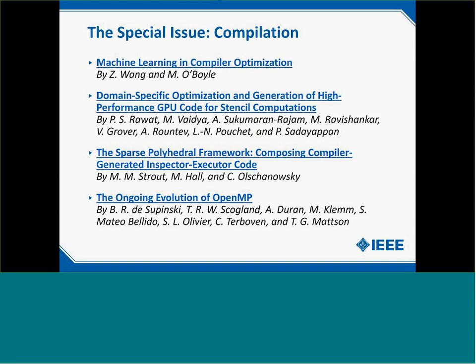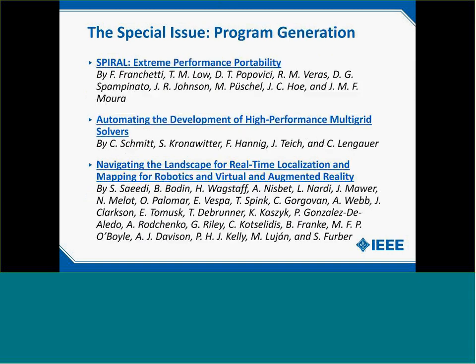Also, how the high-level OpenMP approach helps us to hide more and more hardware and encapsulate more and more parallelism. The issue goes from compilation more towards program generation and program synthesis. There, the Spiral system, where Jose Moura and I are co-authors, talks about our approach, but also automating development in high-performance multigrid solvers talks about program synthesis. And there is a paper on navigating the landscape for real-time localization in robotics.